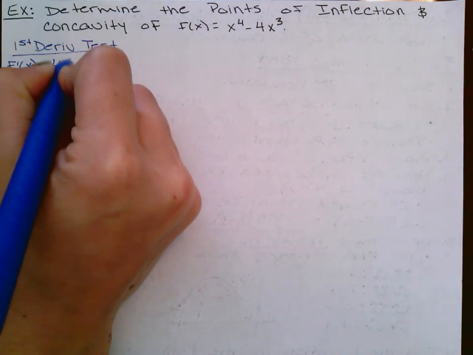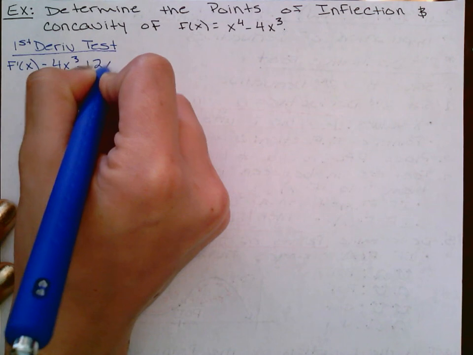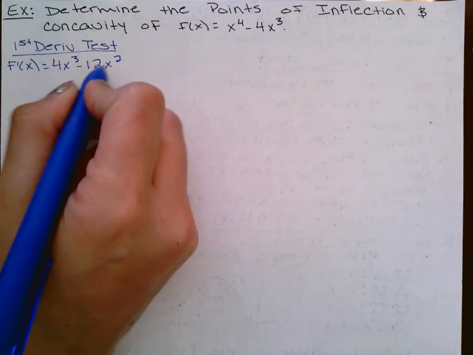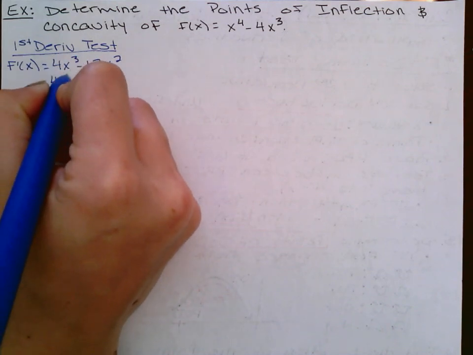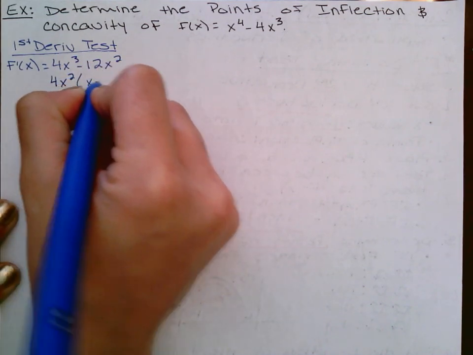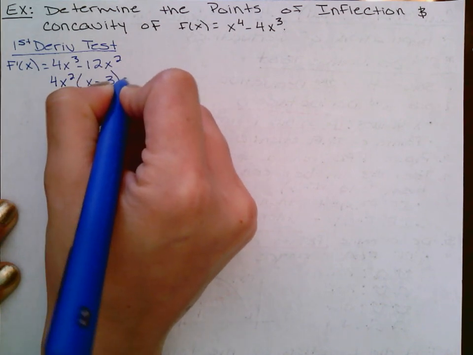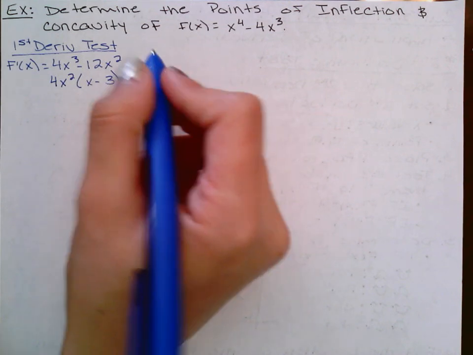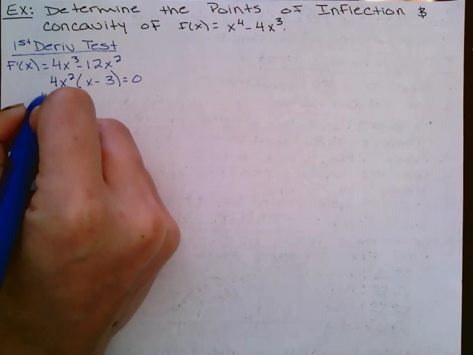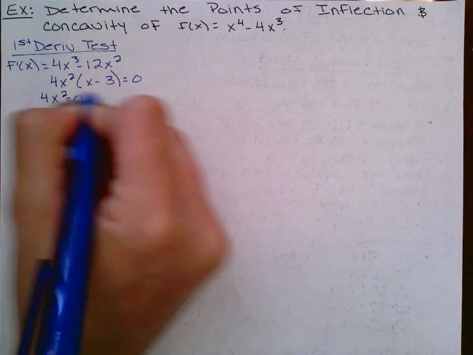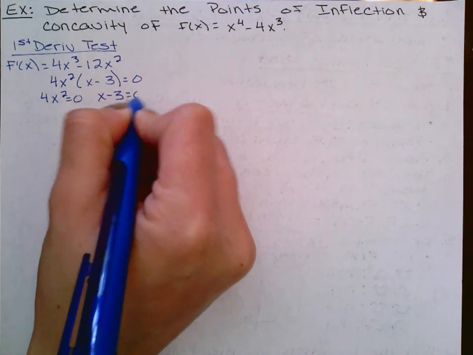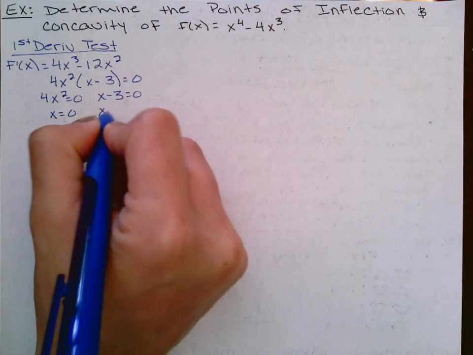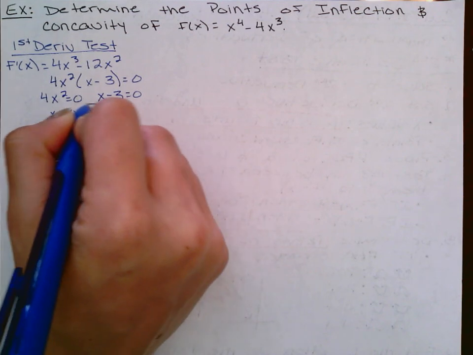is 4x cubed minus 12x squared. I can factor out a 4, and x's I can take out up to 2. And we're setting that derivative equal to 0, okay? So now I have 4x squared equals 0, and x minus 3 equals 0. X equals 0, and x equals 3. These are my critical numbers.